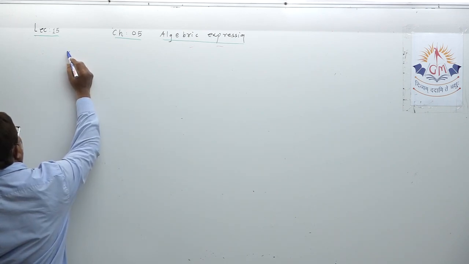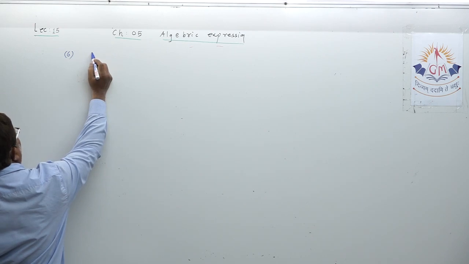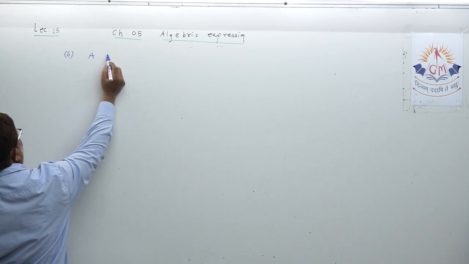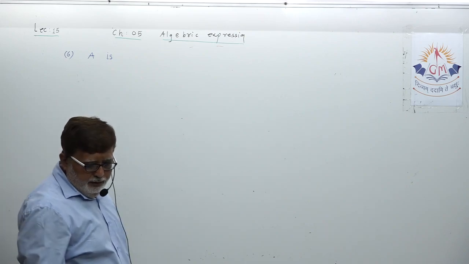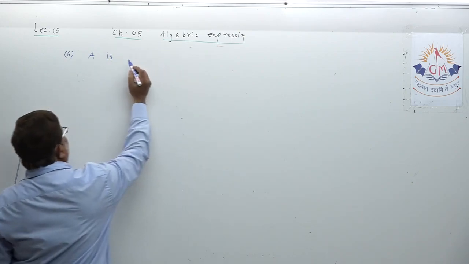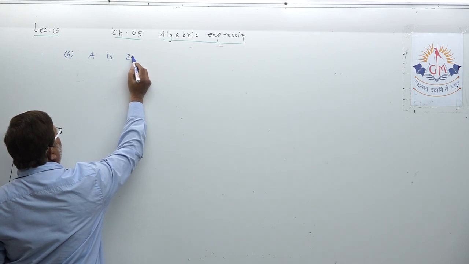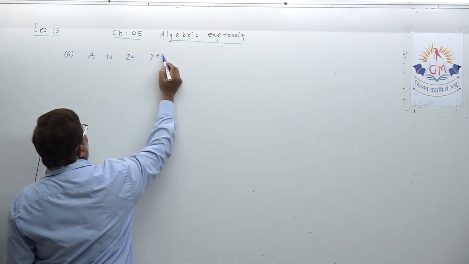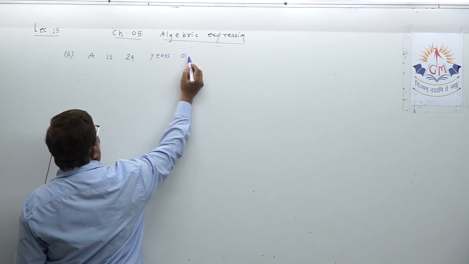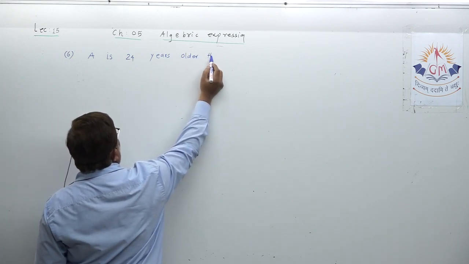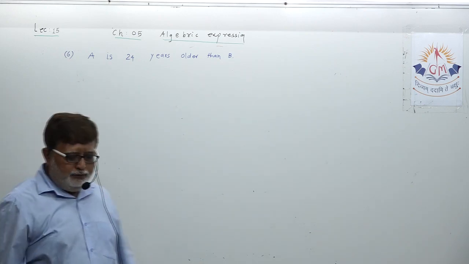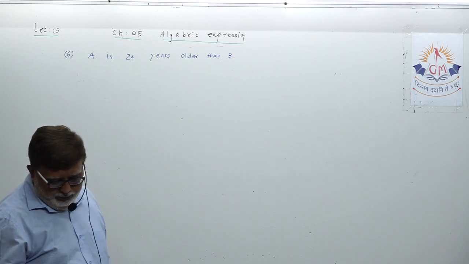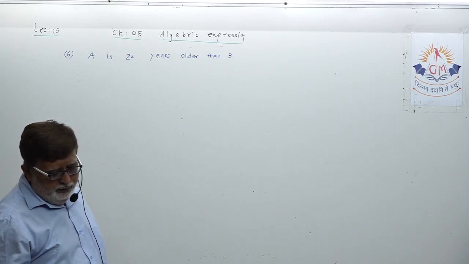Now, little complicated. What is the sum? Please try to understand. This is the question. A is 24 years older than B. First you note down this statement. A is 24 years older than B.